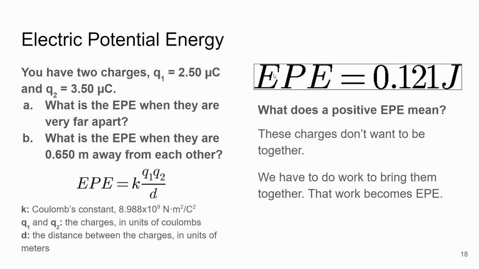So you had to put energy into it to get them together. And if you let them go apart, energy will come out of the system. So, yeah. Well, it's not that it comes out of the system. It's that it stops being EPE.